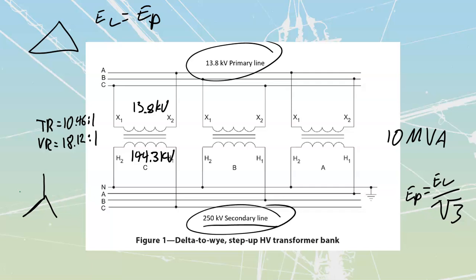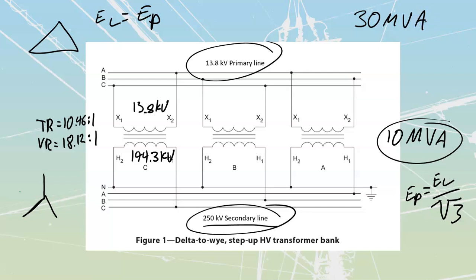The next thing we're going to start looking at is going to be our VA and then our current. In order to start our power, the first thing we're going to take a look at is the ratings of our individual transformers. And we see that our individual transformers each have a rating of 10 MVA. So if I add up all three of those, 10 MVA plus another 10 MVA plus another 10 MVA, I'm going to find that my total is 30 MVA for my overall bank.